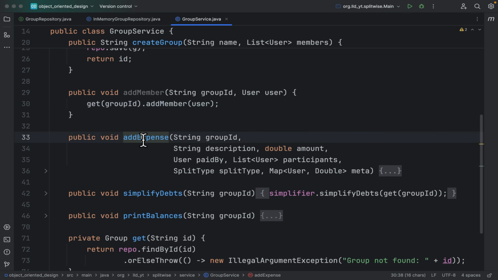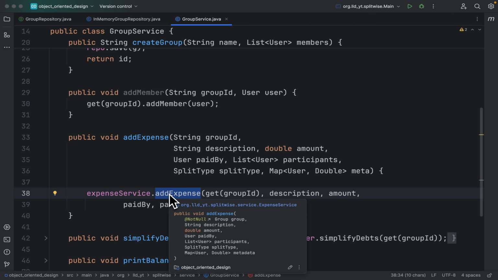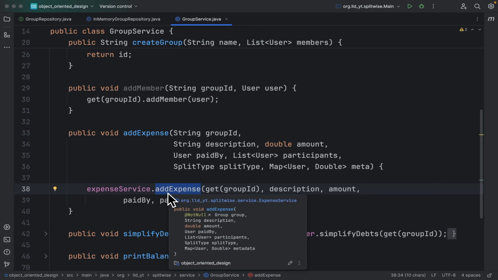Now, in order to add the expense in a group, instead of having that logic over here, I have used the expense service for doing that job for me. So I will just call the expense service add function. This function would be present in the expense service, which is responsible for adding the expense. We'll see this in a moment.